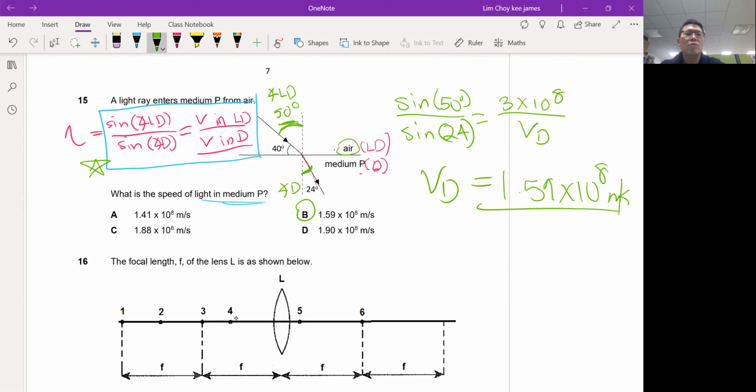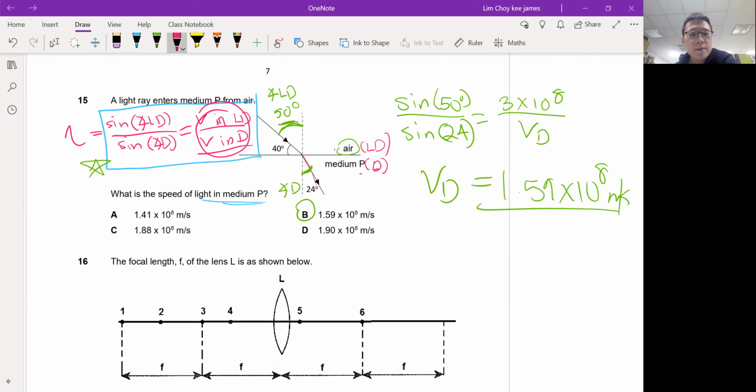Now take note for this type of question, you have to know this formula, the difference in speed. Speed in the vacuum or air divided by speed in the denser medium. It's the classic refractive index formula based on the speed of the wave itself. So you must remember.